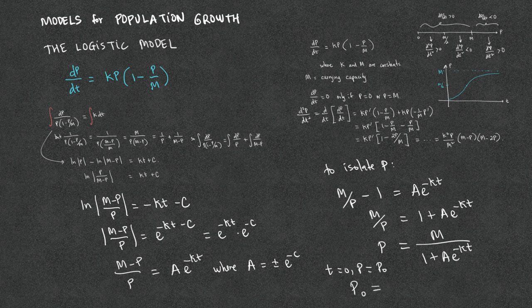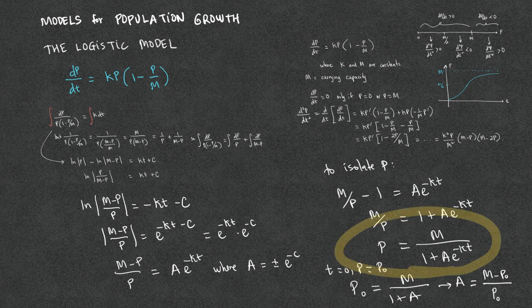But when t is 0, p is p naught. So p naught is M over 1 plus A. Isolating A, we get A equals M minus p naught over p naught. The solution to the logistic model is therefore p equals M over 1 plus A e to the negative kt.